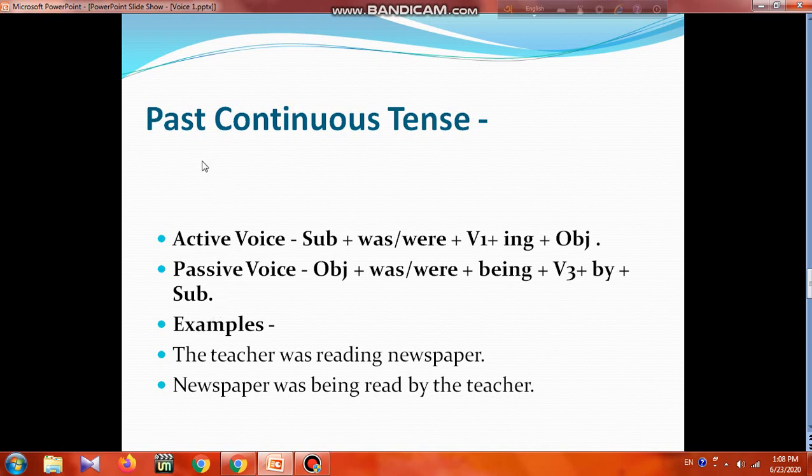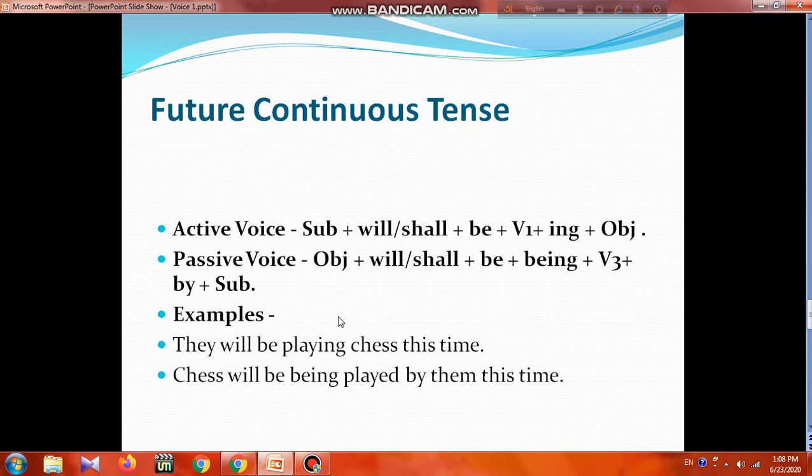So for past continuous, what to do? Active voice of past continuous: subject, was/were, verb plus ing, then object. If you want to change it to passive, the object will be at the beginning, then was or were, then being, then V3, then by, then subject. The teacher was reading newspaper. So newspaper was being read by the teacher. Are you getting it? Hopefully you got it. It's not that difficult. Let's move to the next rule.